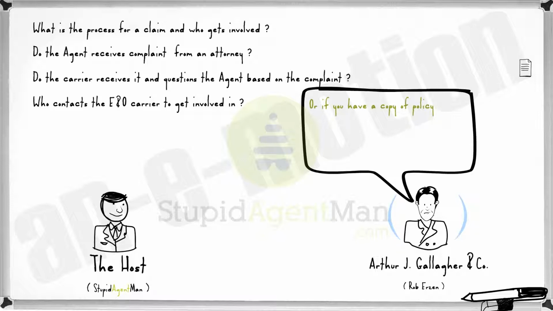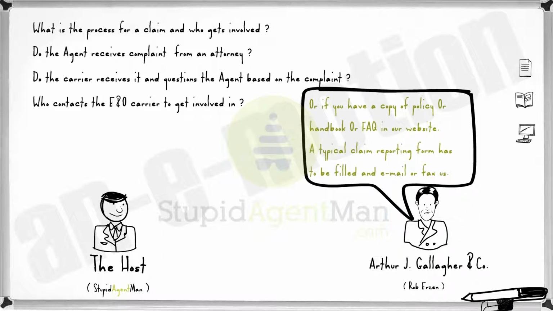Otherwise, if you have a copy of the policy, or sometimes you have a copy of a handbook, or like on our website we have frequently asked questions or what to do in the event of a claim, you can also go to those resources and find out what to do. And typically it is going to be a claim reporting form. In this day and age, everything is email instead of fax. Usually they do have fax numbers, but it's generally email.